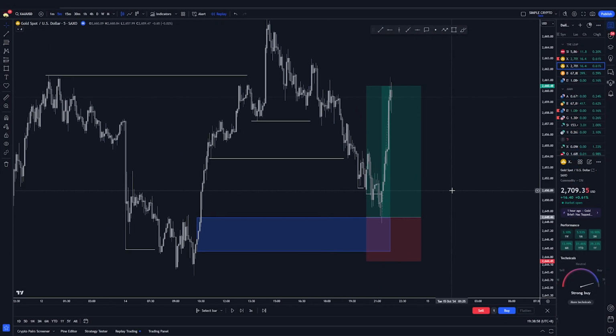Now, with that out of the way, that is my entire four-step strategy that's actually simplified for beginners, that is easy for you guys to learn, easy for you guys to follow.